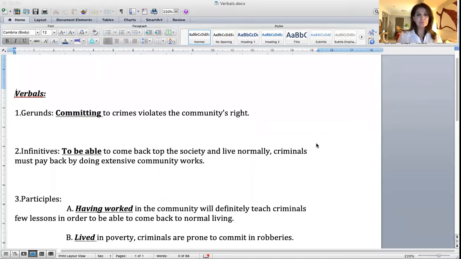One of those verbal skills is considered a gerund. A gerund is the verb plus the -ing form, which is by nature a noun that you place either as a subject of the sentence or the object of a sentence. In this case, if I say "Committing to crime violates the community's right," committing is a verbal or a gerund.